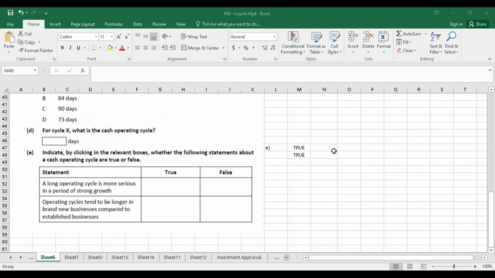What does it mean? A long operating cycle is more serious in a period of strong growth. Very frequently they will have to be investing into the cycle, because more customers are attracted, more is the activity. So they cannot be held short of cash availability. If it takes a longer period of time for them to collect the cash, then they would not be able to invest into the growth aspect of it. So it is considered as more serious in a period of strong growth.